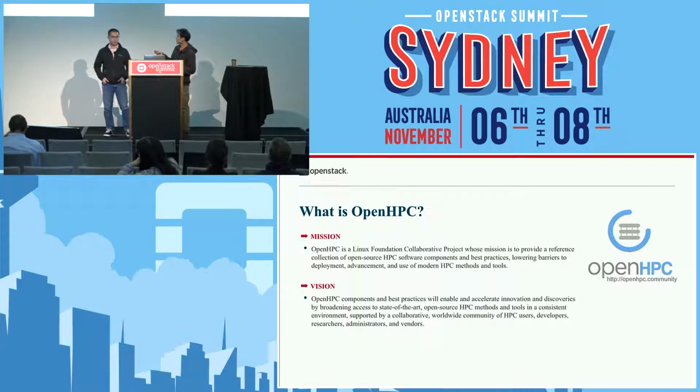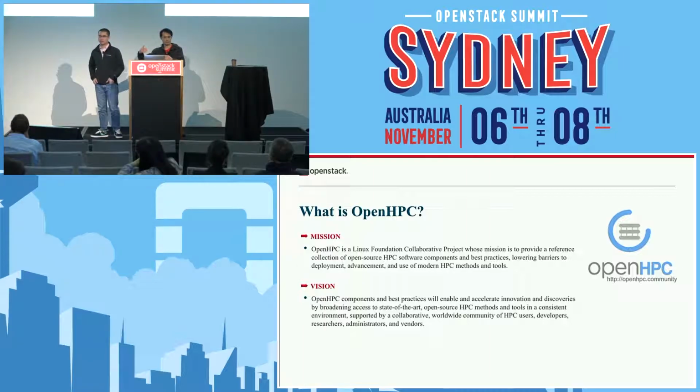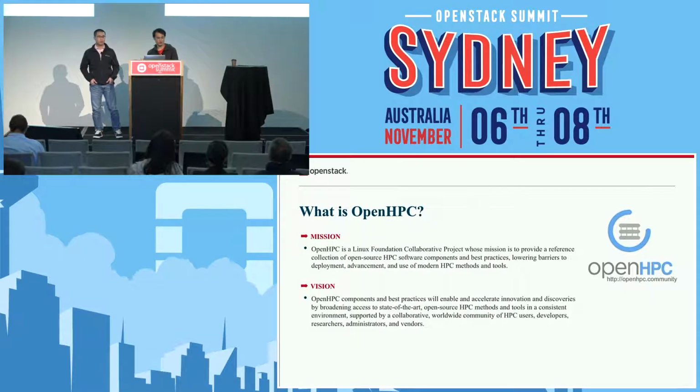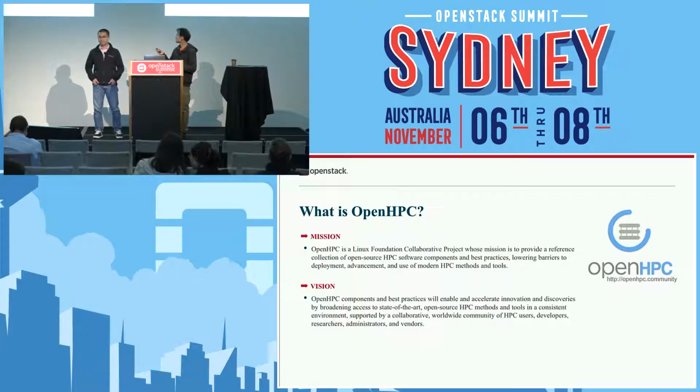So as you can see from the vision over here, I just want to highlight that OpenHPC itself is not a new software. OpenHPC provides a collection, basically like a package repository, of different open source HPC components that can be used together. So they provide a recipe and some guidance and best practices on how to deploy HPC software to meet the HPC requirements.